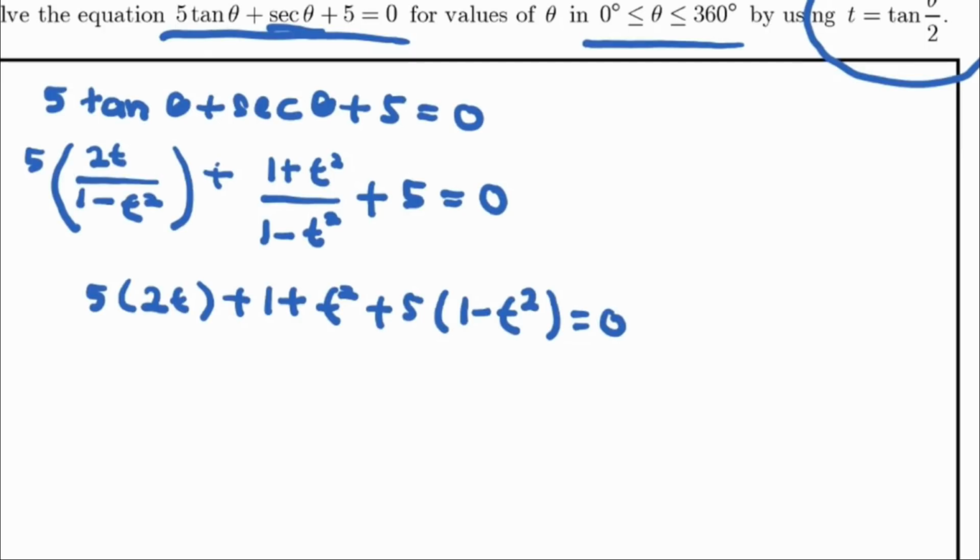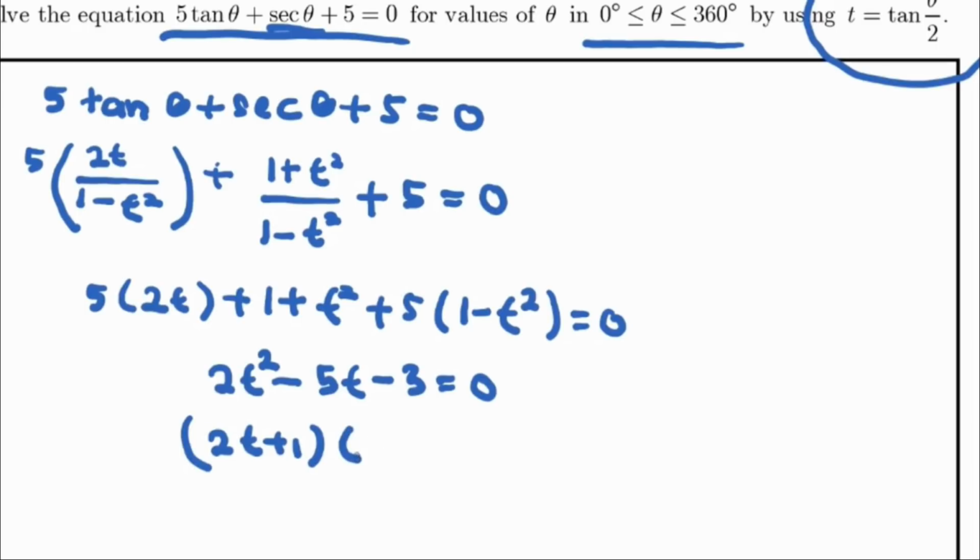Okay, so you simplify the equation. You get 2t square minus 5t minus 3 equals 0. Next step, you must factorize the equation. So the answer is 2t plus 1 times t minus 3. So what is the value of t? t equals negative 1 over 2 and t equals 3. So we stop here.